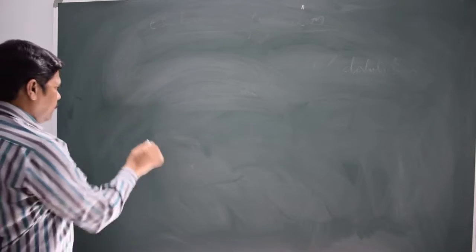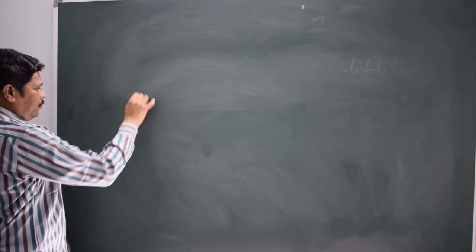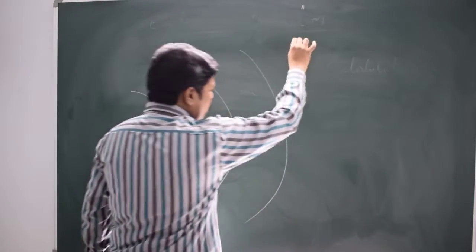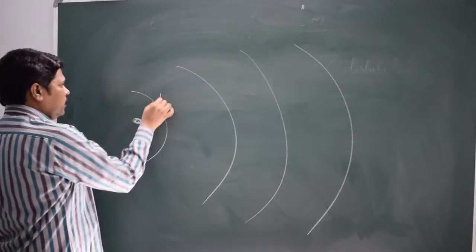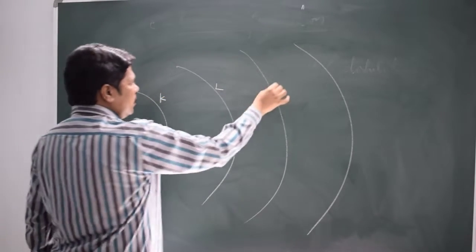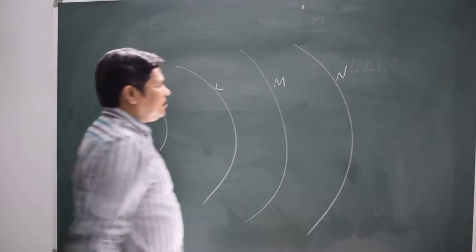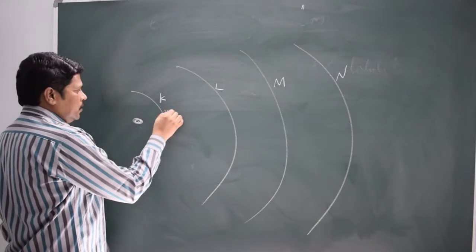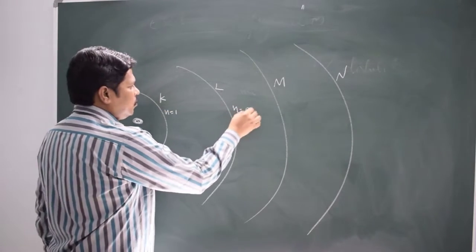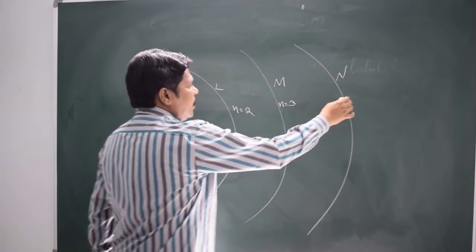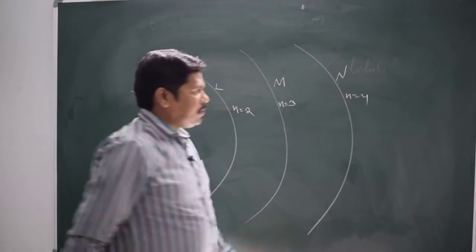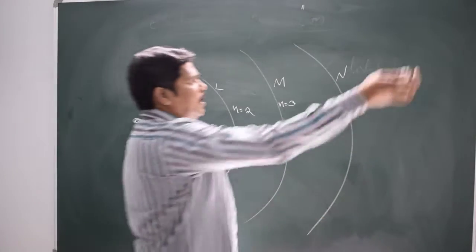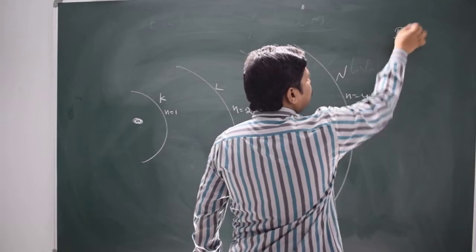So first I will draw this atom with shells. We'll go with the four shells: K, L, M, N. Then we will have index numbers for these. I'll write n equal to 1, n equal to 2, n equal to 3, and n equal to 4. These are the index numbers for the shells. Now I'll write the Bohr-Bury scheme here.